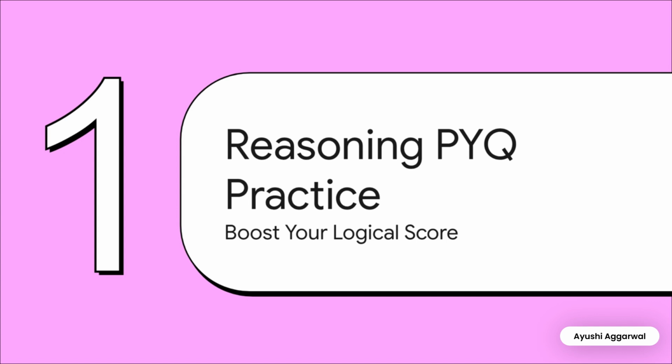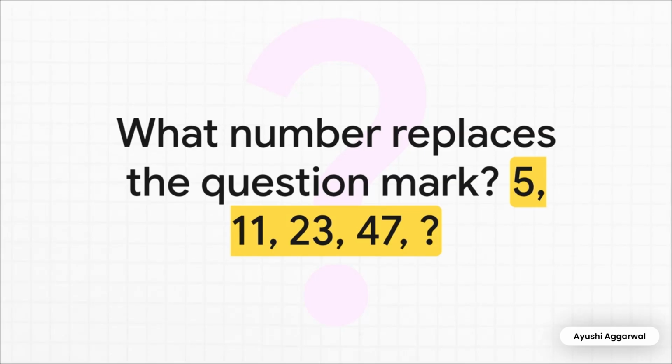Now, you've got to remember, this entire section is really just a test of two things: how good your logic is and how fast you can apply it. The quicker you can spot those patterns, the higher you're going to score. Simple as that. Okay, first one up is a classic number series. We've got 5, 11, 23, 47, and then a question mark. What comes next? This is the perfect time to hit pause and see if you can crack the code yourself before I walk you through it.